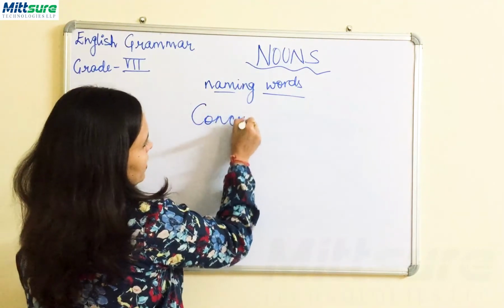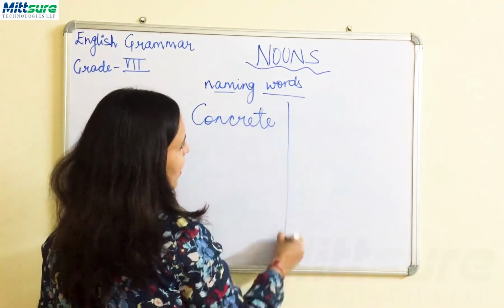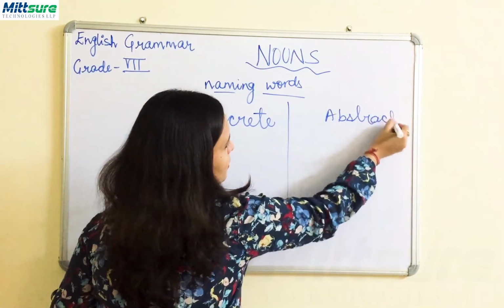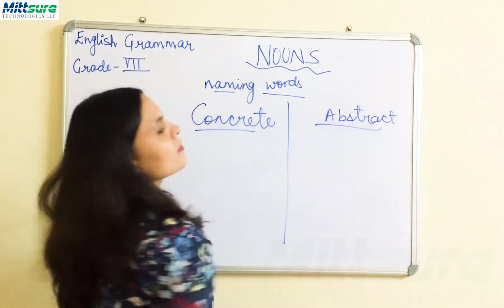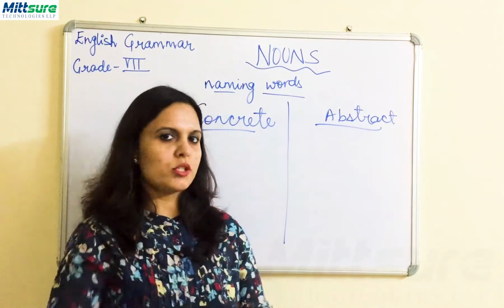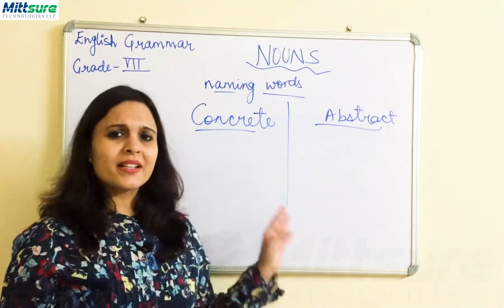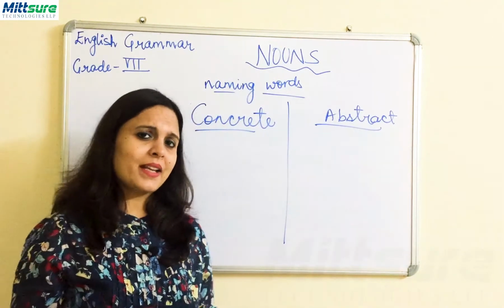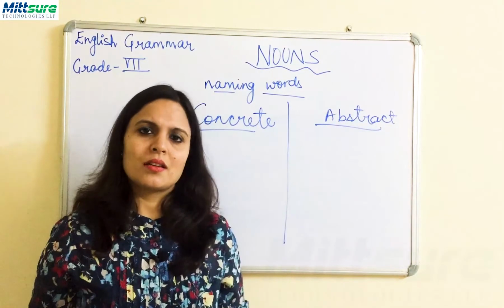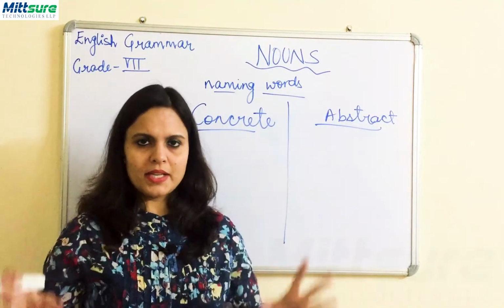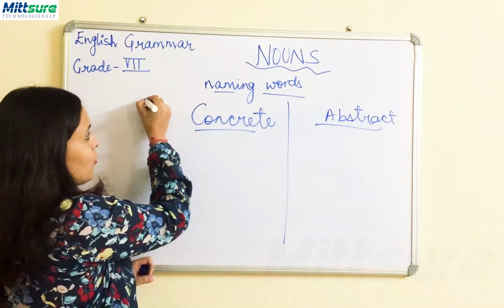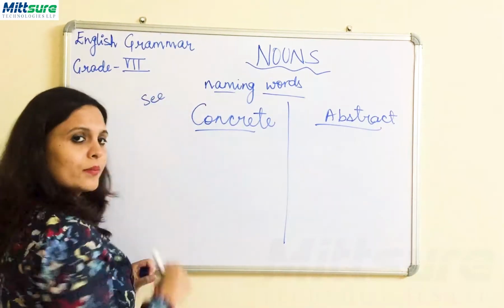So concrete and abstract, right? These are also exact opposite nouns. Concrete is any object that can be touched, felt, sensed using all your five senses. So what all senses you have? You have the sense of sight.